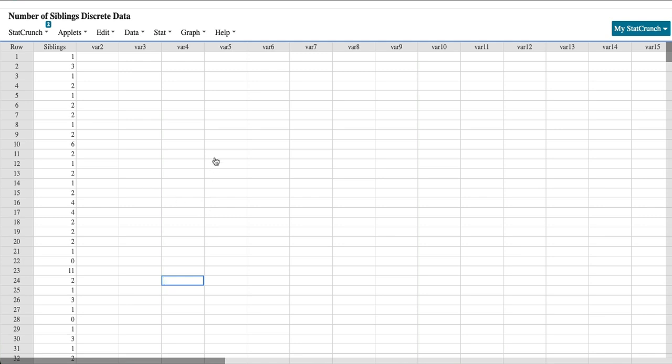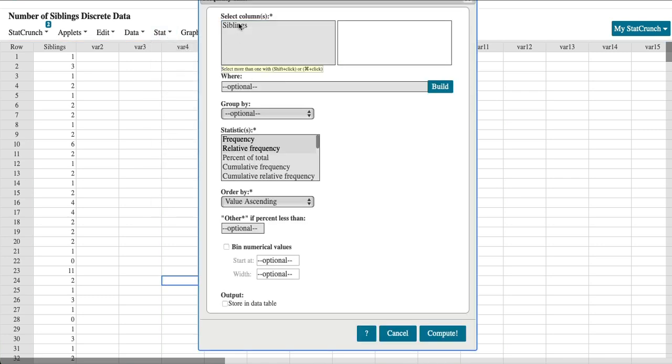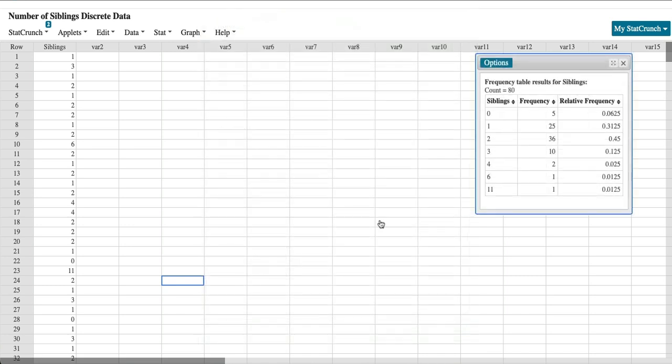So we are going to go to the stat menu again. We're going to make a frequency table, but this time we're not going to be binning the data because this is a discrete data set. And again, I'm going to choose frequency and relative frequency, and we're going to leave this box down here alone. We do not want to choose that box. And I'm going to hit compute.